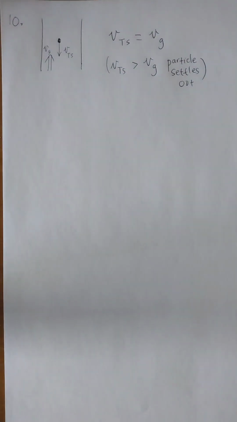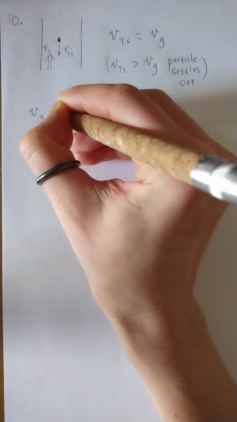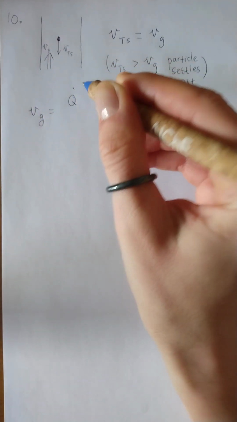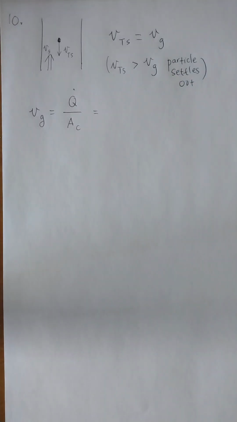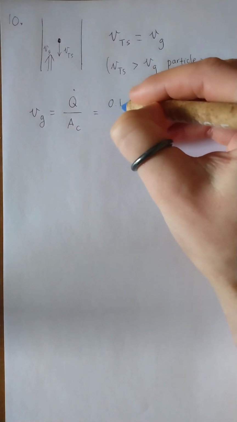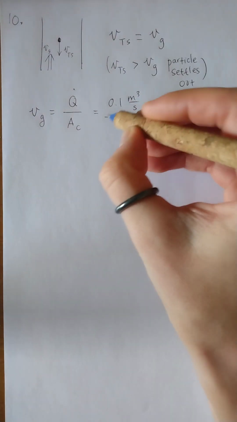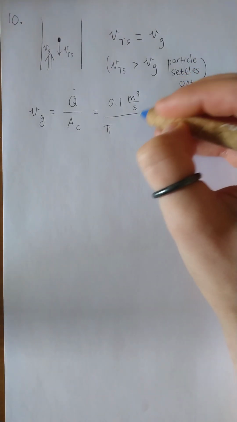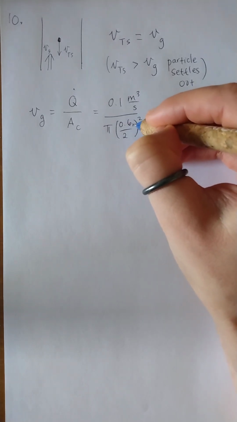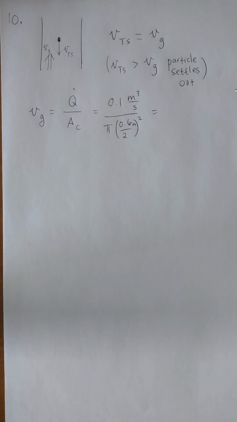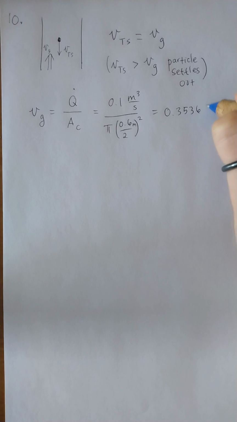So we are given a volumetric flow rate, and we have to calculate the velocity of the gas from that volumetric flow rate divided by the cross-sectional area of the duct. So we have a volumetric flow rate of 0.1 cubic meters per second, and this is a circular duct with a diameter of 60 centimeters. And so from that ratio, we get a gas velocity of 0.3536 meters per second.